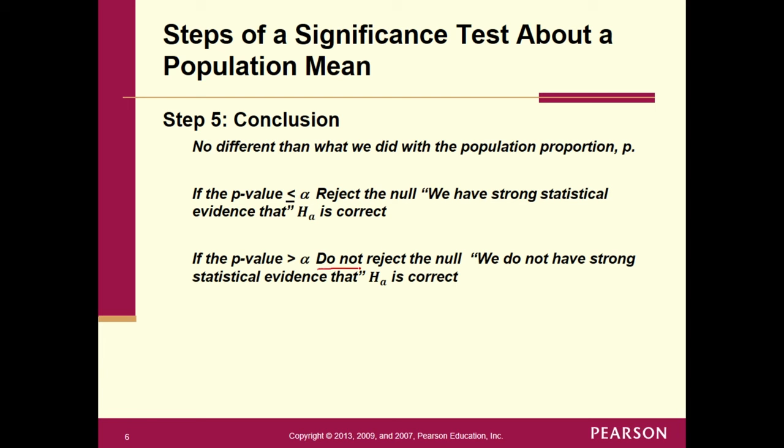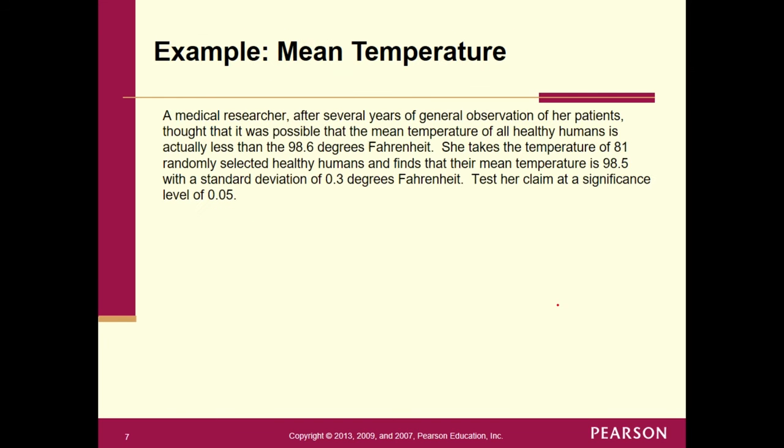So I don't know if I mentioned this before, but the do nots go together. So when you say do not reject the null, we do not have strong evidence. That's just our silly way in statistics of saying we got inconclusive results. We really don't know.